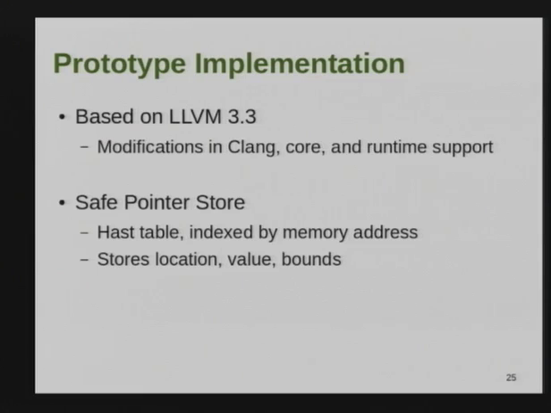On one hand, for the heap, we have implemented a safe pointer store, which is based on a hash table and indexed by the regular addresses. This safe pointer store stores all the protected code pointers on the heap and the dependent pointers. And we store the location, the value of the pointer, and bound information. And the code itself is modified so that for each load and store, we check the bound information and ensure that the pointer is still valid and correct. And we also assume that the attacker does not have access to this code data area.